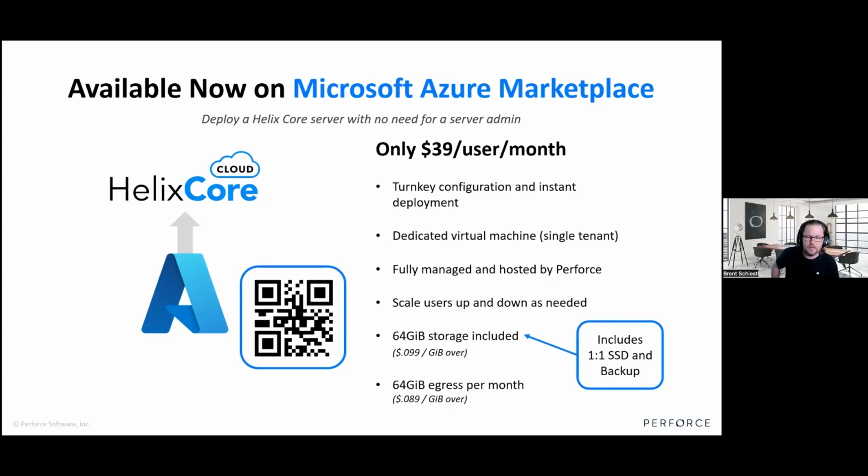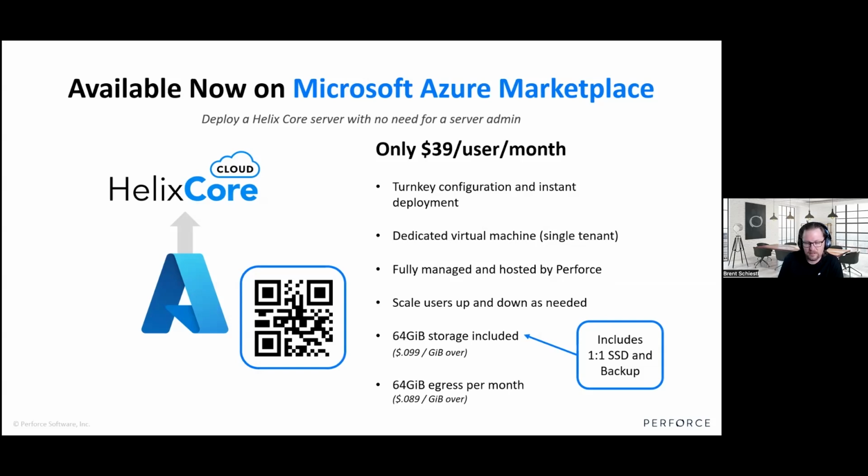In your plan, when you sign up, regardless of the number of users, you get 64 gigs of storage. Now you can add additional storage in after you sign up. And you can see the price there. It's 0.099 cents per gig. I will call out that this storage also includes a one-to-one SSD and it has backup as well. So when we say 64 gigs, we're backing up that entire 64 gigs as well. That's included in the price. And as you add more gigs, we are also backing the additional storage up as well.